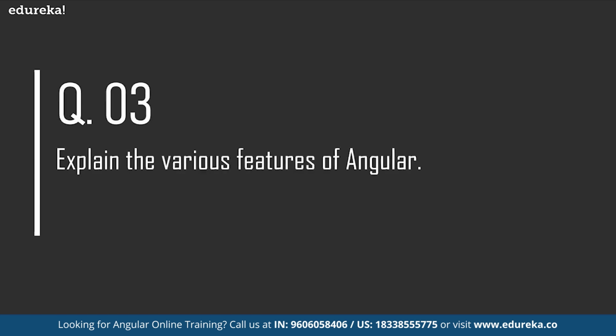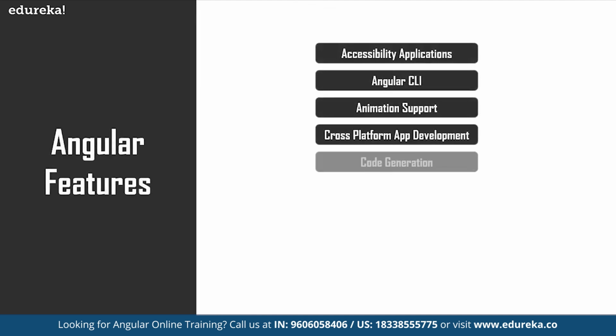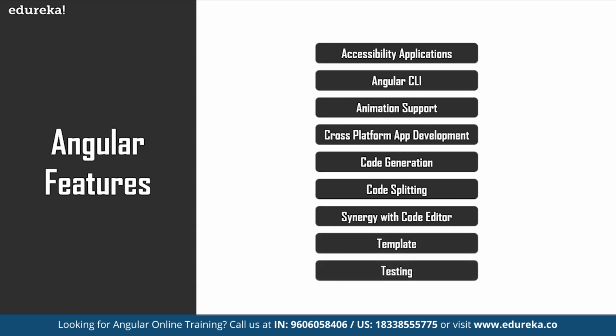Moving on, the next question is, what are the various features of Angular? The various features of Angular can be jotted down in these few points that we have here. The first one is accessibility of applications. Angular allows creating accessible applications using ARIA-enabled components, built-in A11Y test infrastructure, and developer guides. Then the next feature is the Angular CLI. Angular provides support for command line interface tools. These tools can be used for adding components, testing, instant deploying, etc. Then is animation support. Angular's intuitive API allows the creation of high-performance, complex animation timelines with very little code.